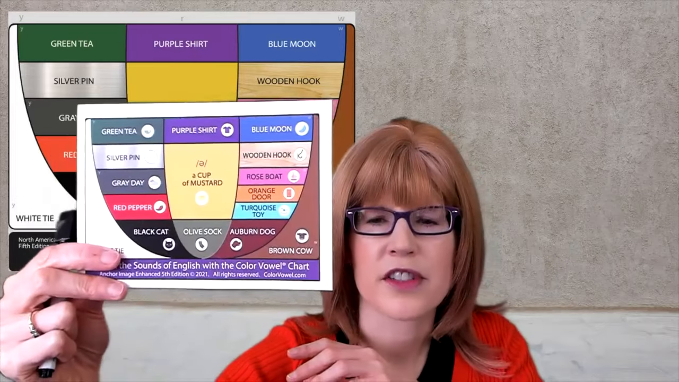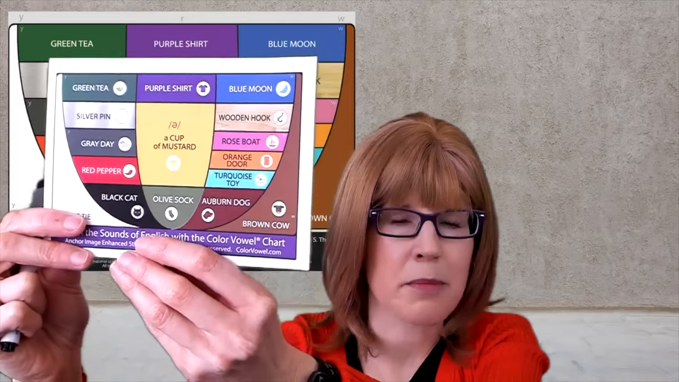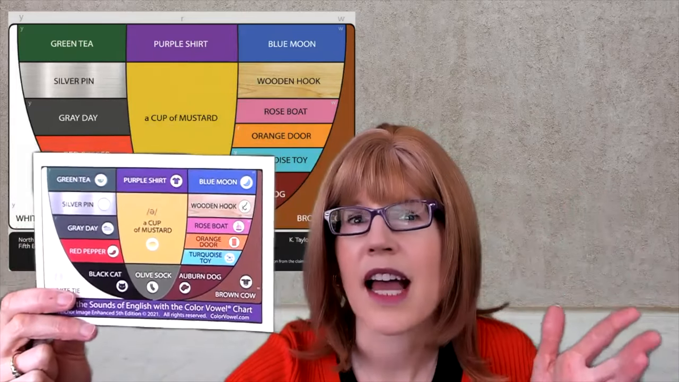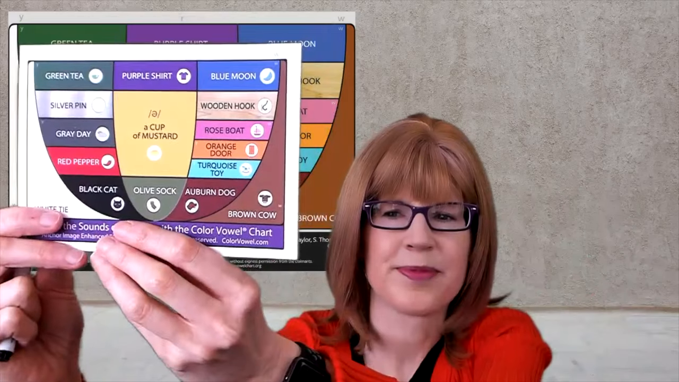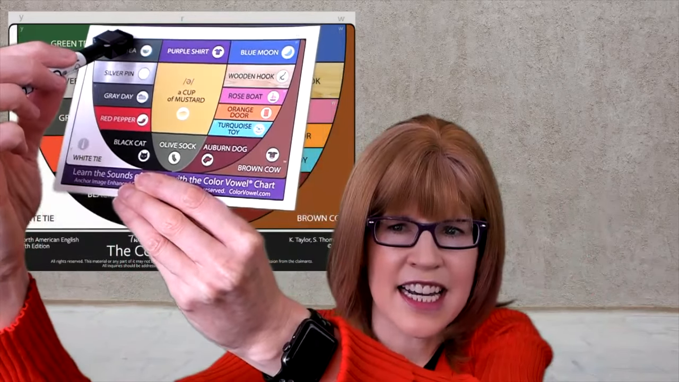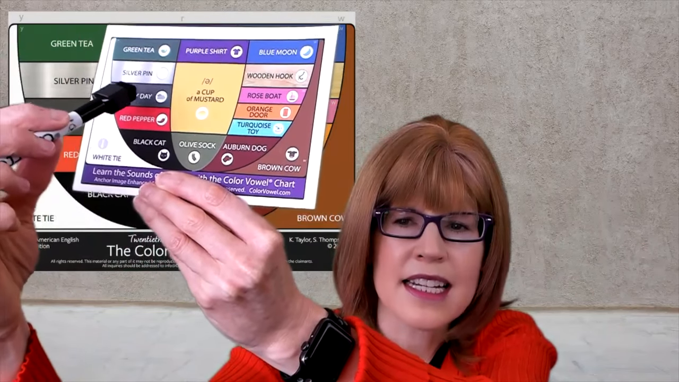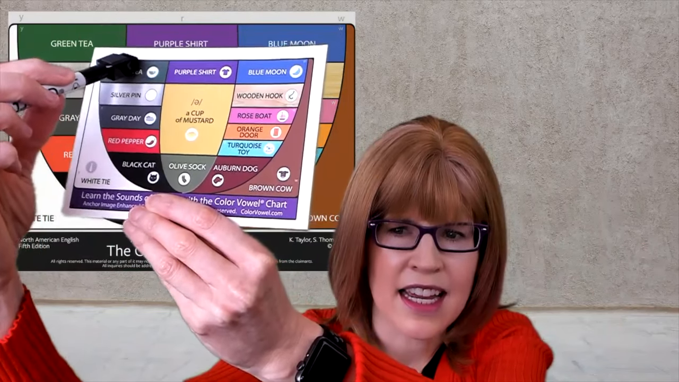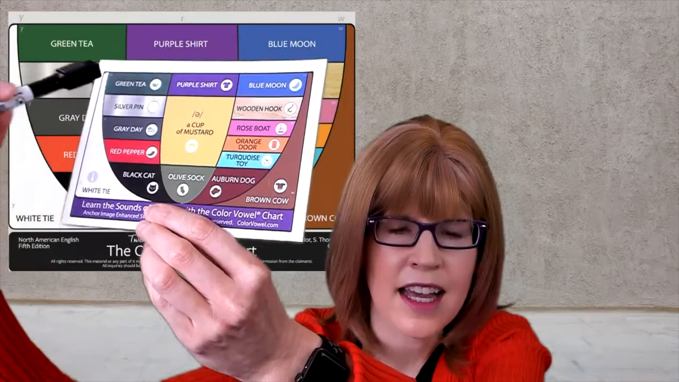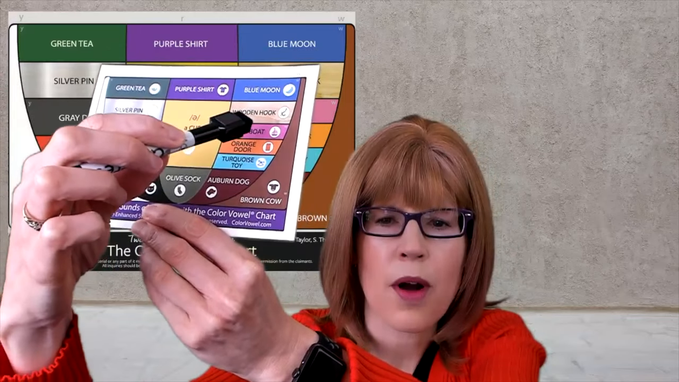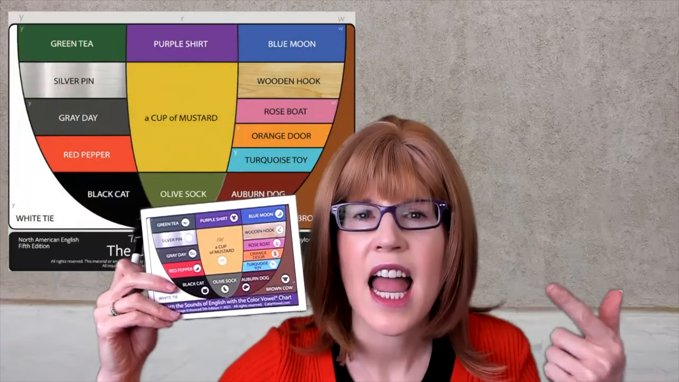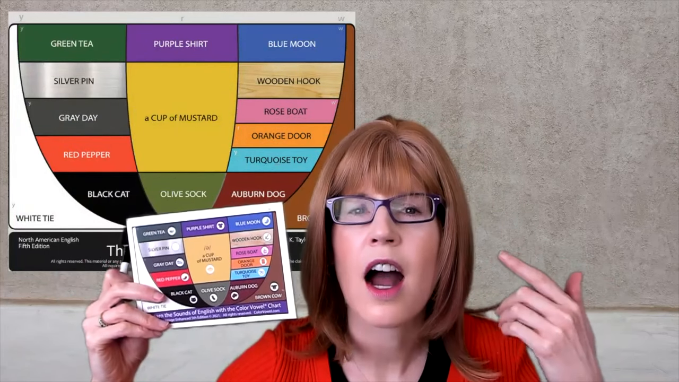Looking at a smaller version of this color vowel chart up close, think about what you notice the following sounds have in common. Green tea, gray day, A, white tie, I, turquoise toy, oi. E, A, I, oi.